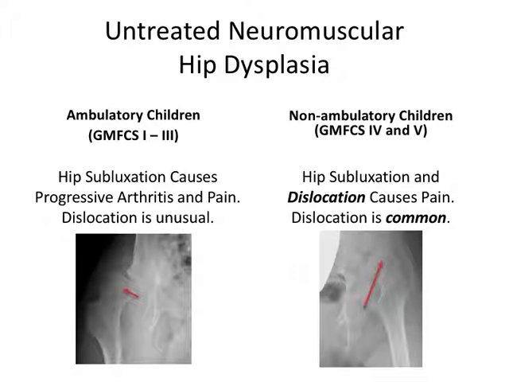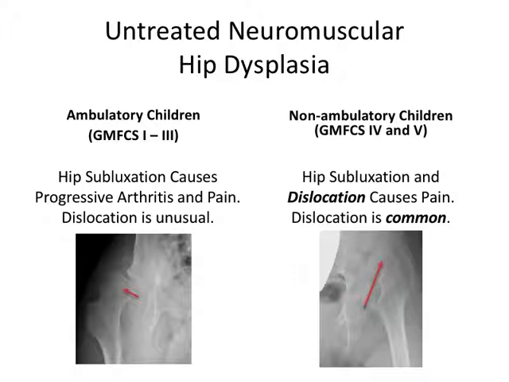So untreated hip dysplasia looks very different in ambulatory versus non-ambulatory children. In ambulatory children, hip subluxation is really the standard, so to speak. Hip dislocation is very unusual, but subluxation is relatively common in those that develop it. And it's those children with dense hemiplegia, as you heard earlier from Kristen, that have the highest risk of developing this hip subluxation. I'll talk about that group in a moment. In non-ambulatory children, hip subluxation is very common, and hip dislocation, unfortunately, is also common.